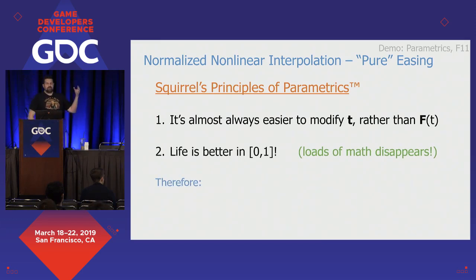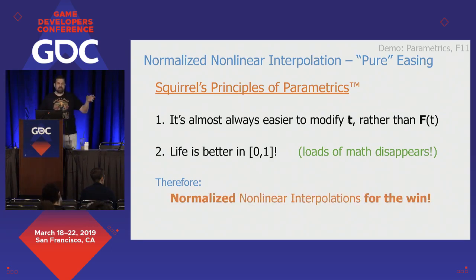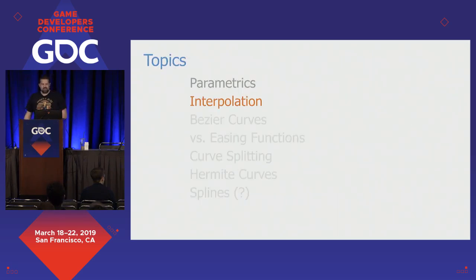And the second principle is life is better in 0 to 1, right? A lot of math disappears. So normalized nonlinear interpolation for the win. For me, I sort of view anything that I can turn into a 0 to 1 problem as automatic victory for me because I spend so much time in that space, whether it's in a material shader or in some AI utility function or anything like that. It's sort of like the more stuff we get to run on electricity, then we just reduce it to a single problem of producing clean electricity, right? So, all right, let's talk about Bezier curves.